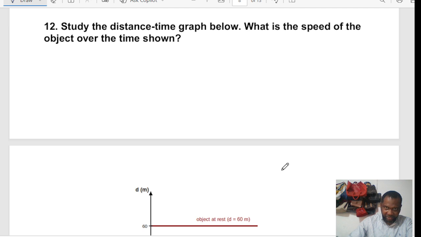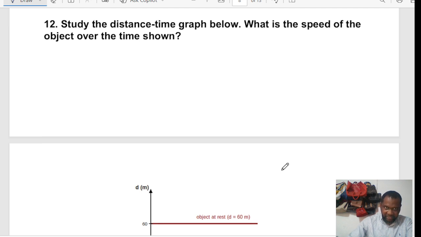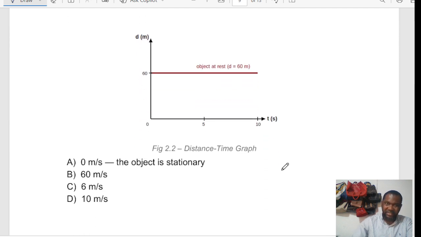Now the next one says study the distance time graph below. What is the speed of the object over the time as shown? The speed here is definitely 0 because the object is at rest. Once it is stationary, a straight line this way means that the object is at rest. I know some of you are new to this, but it is good that you met this at this time.